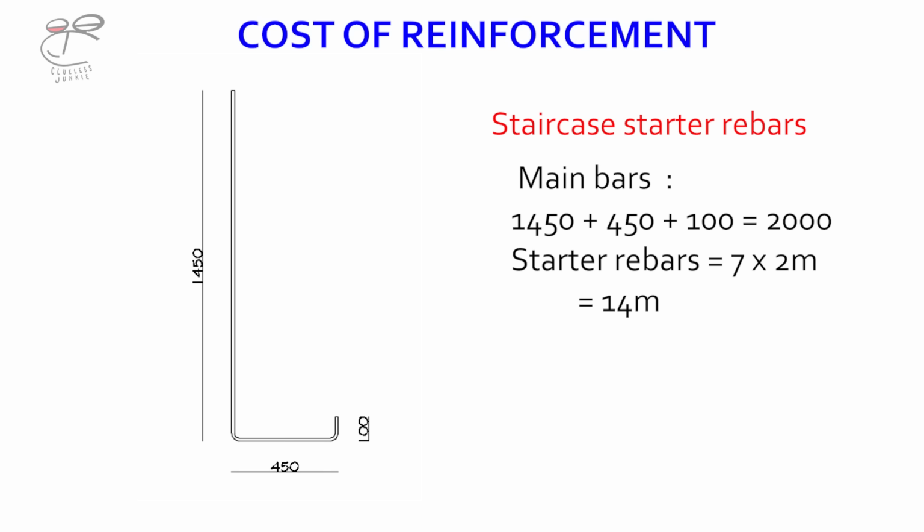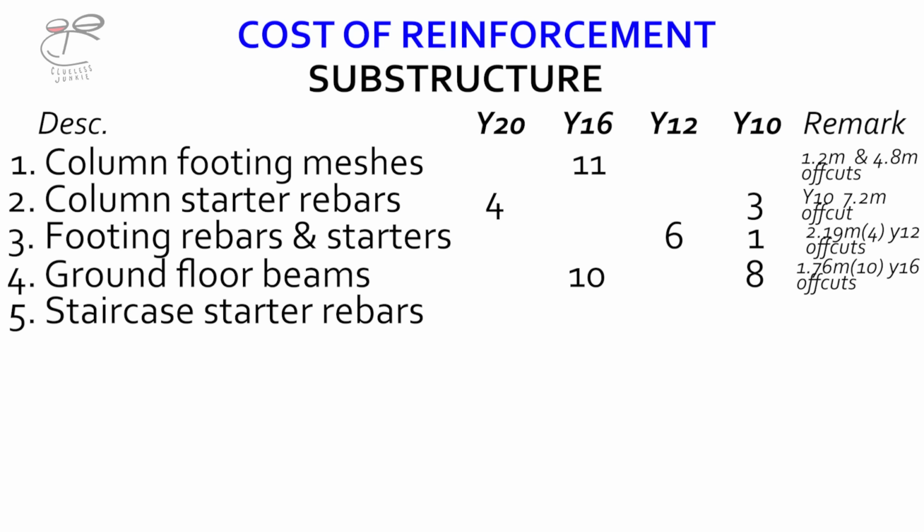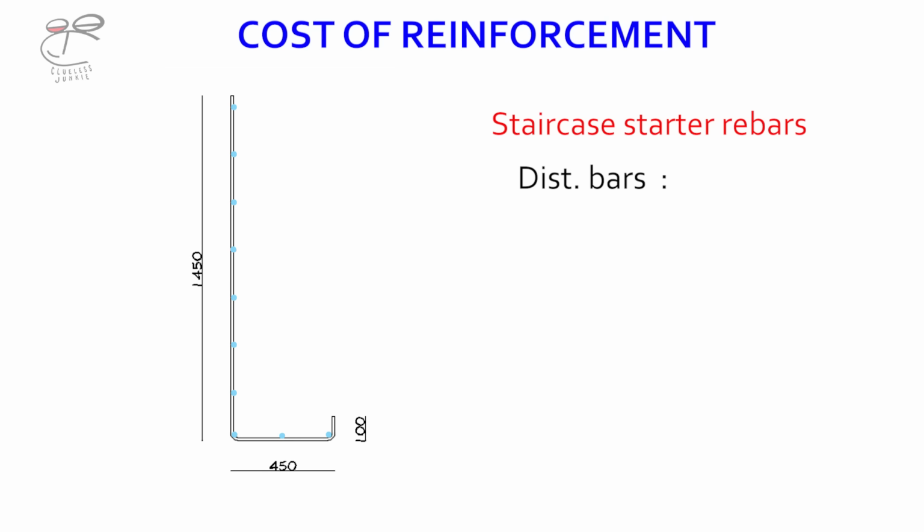In this instance, I'm getting 2 meters for each bar, and there is about 7 units of that 2 meters. So we'll multiply 7 by 2, and that gives 14 meters. That's a little over 12 meter rod. So on the list we created at the beginning, we're going to specify one length of Y12 iron, and then use one offcut from item 3, that's footing rebars, to supplement that.